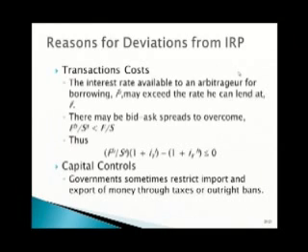Third reason for deviation is capital controls. Governments sometimes restrict imports and exports of money through taxes or outright bans.